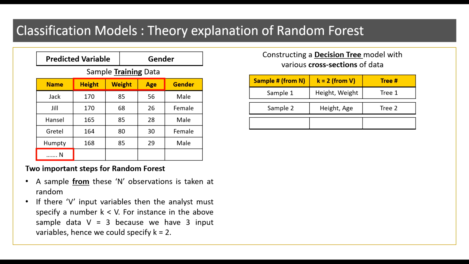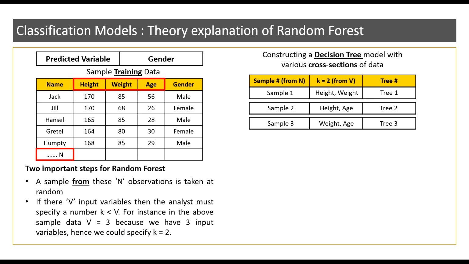Again, from the n observations in the data, I take yet another random sample. I will call this sample as sample number 3. And from the 3 input variables, this time I will choose weight and age. So, based on sample number 3 and input variables weight and age, I will build another decision tree model and I will call this tree as tree number 3.